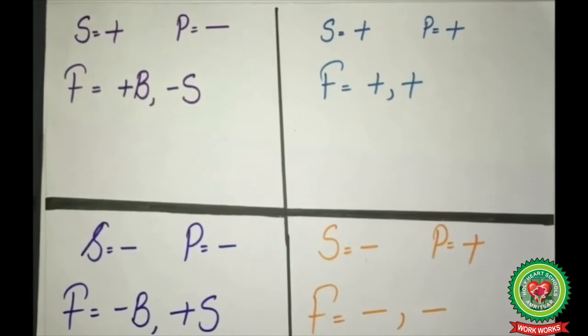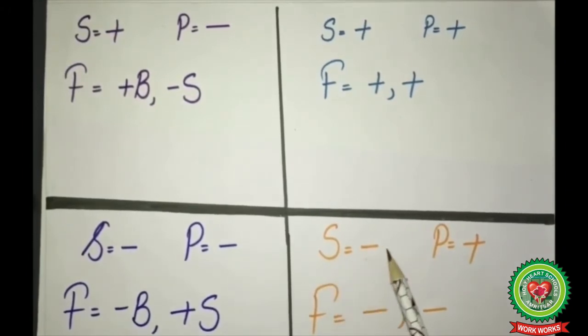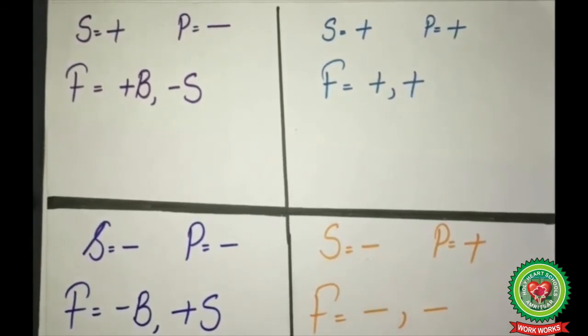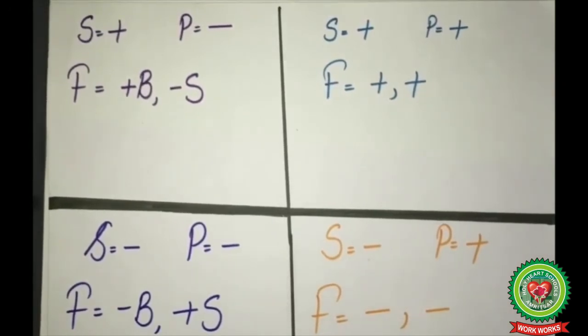And the last case, where the sum is with the minus sign and the product is with the plus sign. Again, the product is with the plus sign, so both the factors will be of the same sign and that same sign will depend upon the sign of the sum. Now the sum is having a minus sign, so both the factors will be of the minus sign. Now students, this will help you in identifying the factors, and also it will help you in giving the signs to the factors.